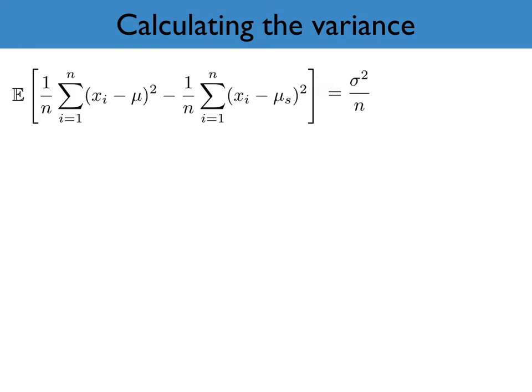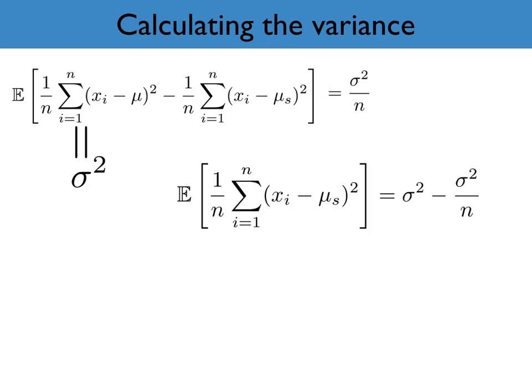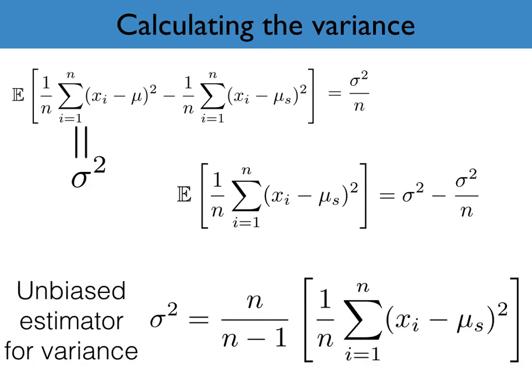Let's now simplify this expression down so that we can get an estimate of the true variance sigma squared. If we use the true mean in the first sum here, this first quantity will be equal to the variance. We thus find, when we rearrange this expression, that the quantity that we have calculated by using mu s in place of mu is equal to sigma squared minus sigma squared over n. If we thus rearrange this expression and isolate sigma squared on one side, we find the following expression as the unbiased estimator for the variance.